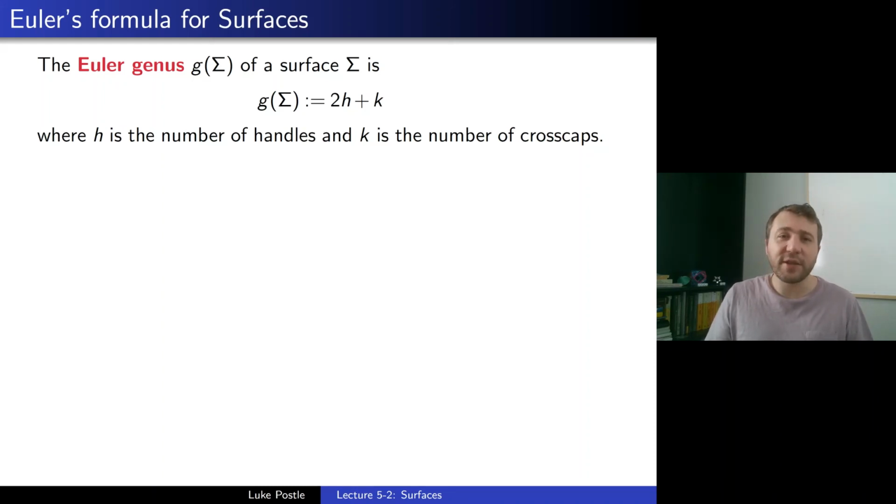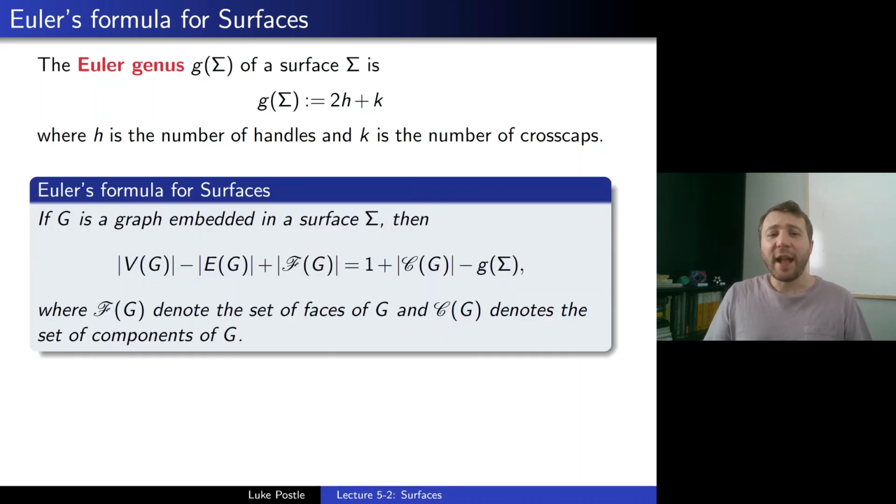So in topology, sometimes they refer to the genus of the surface, but only care about orientable ones, and sometimes they let that be H, just the number of handles. But if you want to make them comparable, really you should do 2H plus K, because then it'll have the same Euler characteristic. And then you get Euler's formula for surfaces.